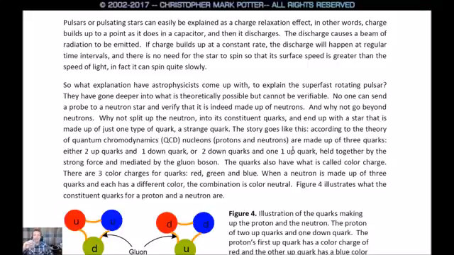Pulsars or pulsating stars can easily be explained as a charge relaxation effect. In other words, charge builds up to a point as it does in a capacitor, and then it discharges. The discharge causes a beam of radiation to be emitted. If the charge builds up at a constant rate, the discharge will happen at regular time intervals, and there is no need for the star to spin so that its surface speed is greater than the speed of light. In fact, it can spin quite slowly.